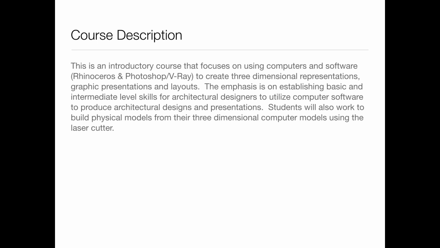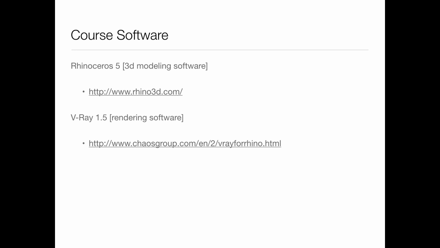So this is the course description. It's included on the syllabus. I don't need to read it. Basically, this is about 3D modeling and rendering, and the two together. And we're going to be using Rhino, and we're going to be using Vray, which are two of the most powerful modeling and rendering things out there. And so this is about that. Two pieces of software we're going to learn. Not a surprise. Rhino, Vray.